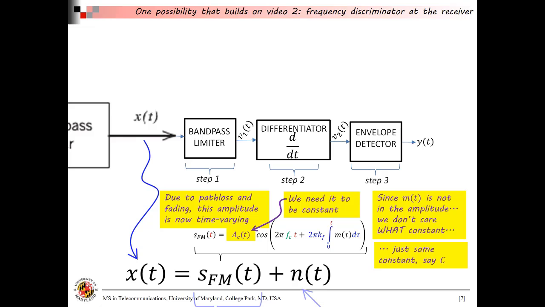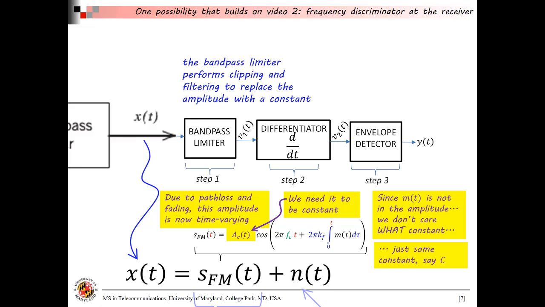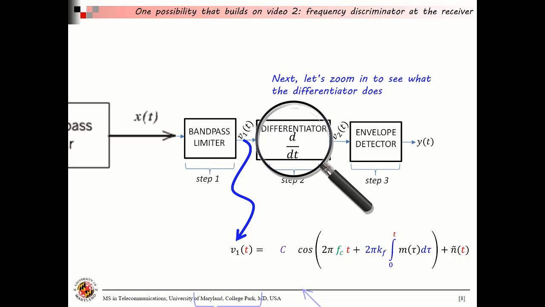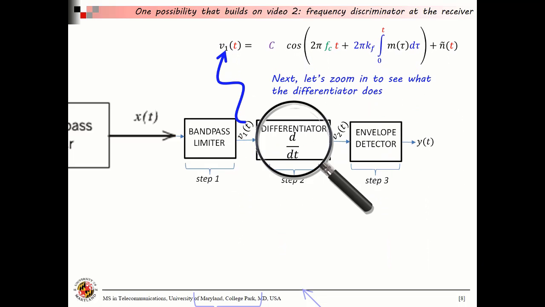So we would like to replace this time-varying A_c(t) with just some constant, any constant, we don't care which. The bandpass limiter's job is to perform clipping and filtering to replace that time-varying amplitude with some known constant. So after the bandpass limiter, the output v_1(t) is the same as the input x(t), except for the amplitude A_c(t), which was time varying, has been replaced by a known constant. Let's call it c. So next, we're going to see what happens when v_1(t) is fed through the differentiator. But in order to do that, let me just move this output v_1(t) to this other location so that it'll leave us a little bit of space to work with.